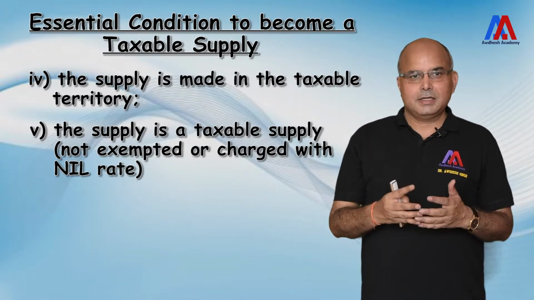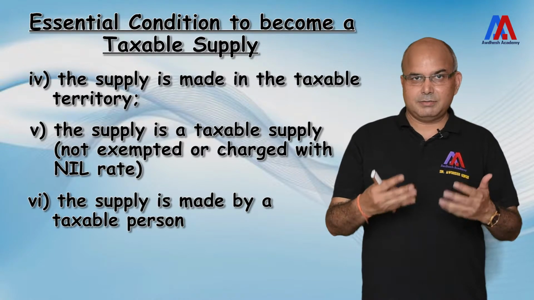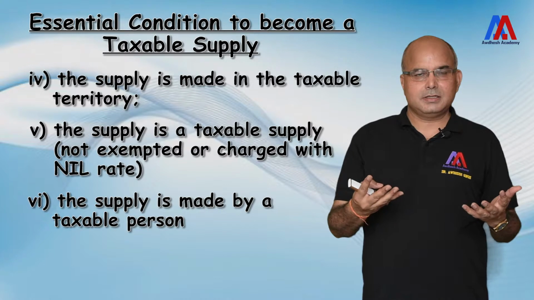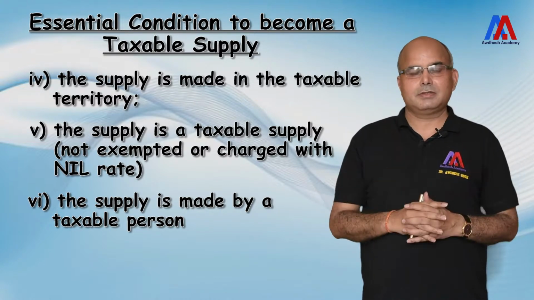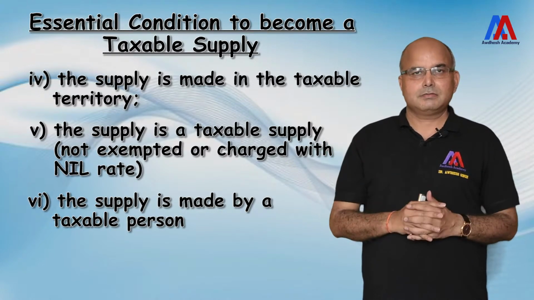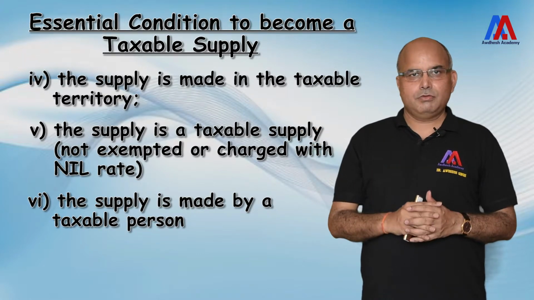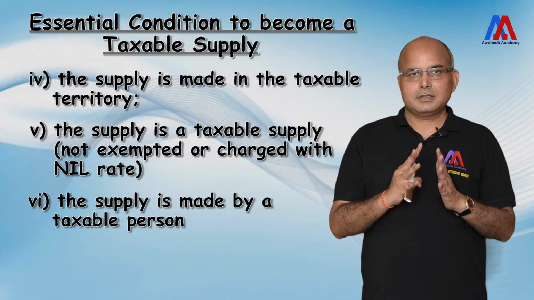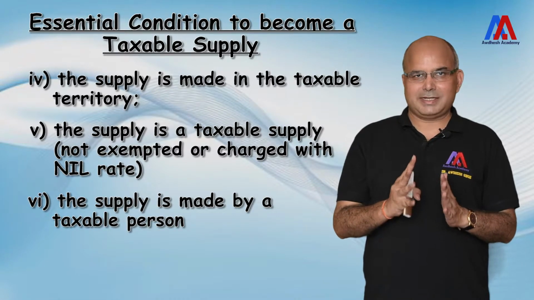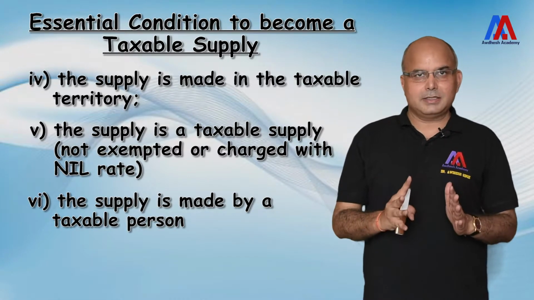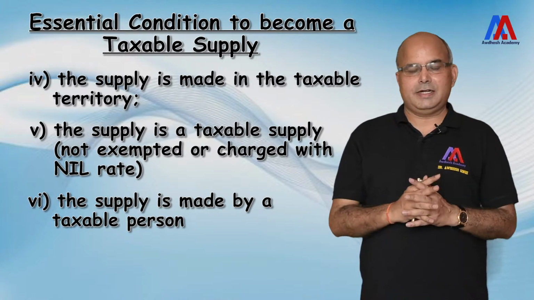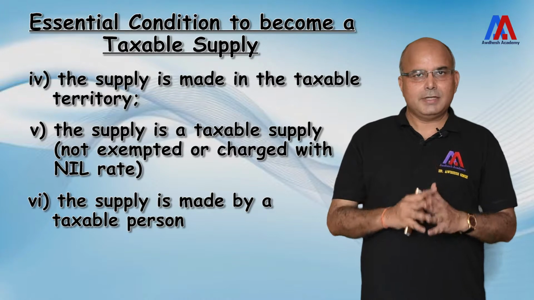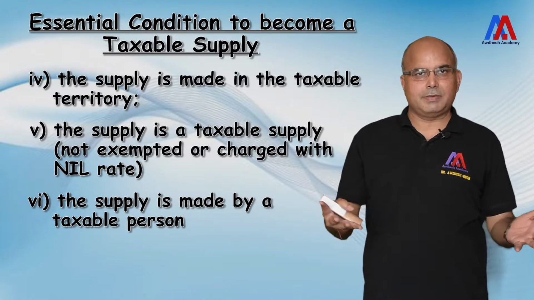And finally, the supply should be made by a taxable person. If somebody makes a supply who is not a taxable person, let us say the Government of India or a state government who is not a taxable person, then also the supply cannot be said to be a taxable supply. So by and large, these 6 conditions have to be satisfied if we want to know whether this supply is a taxable supply or not, or whether GST is to be paid on these supplies or not.